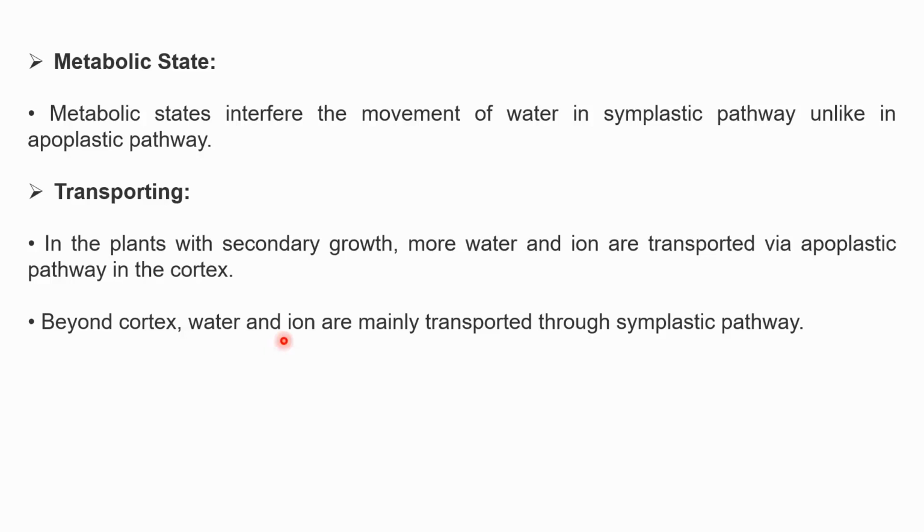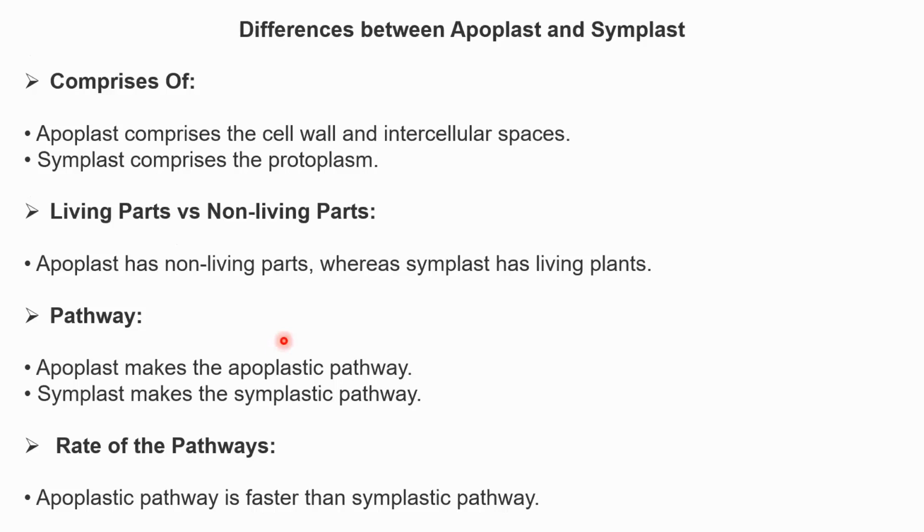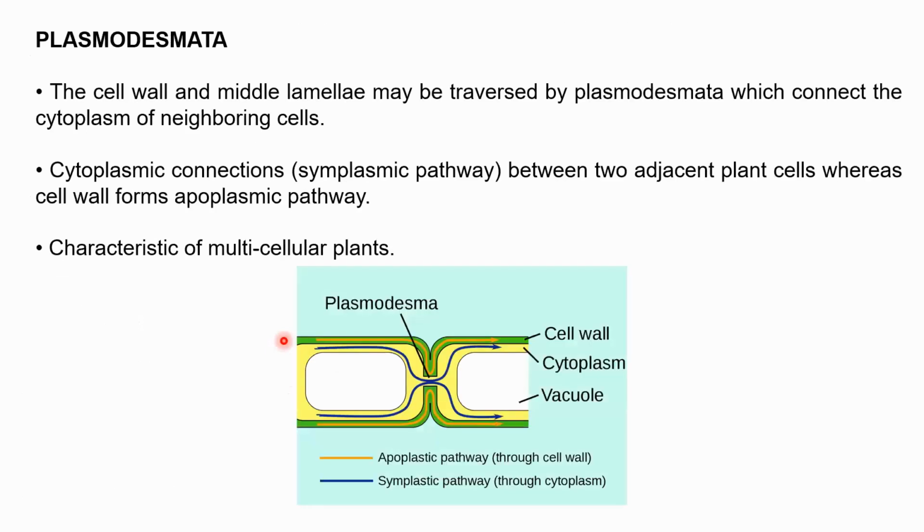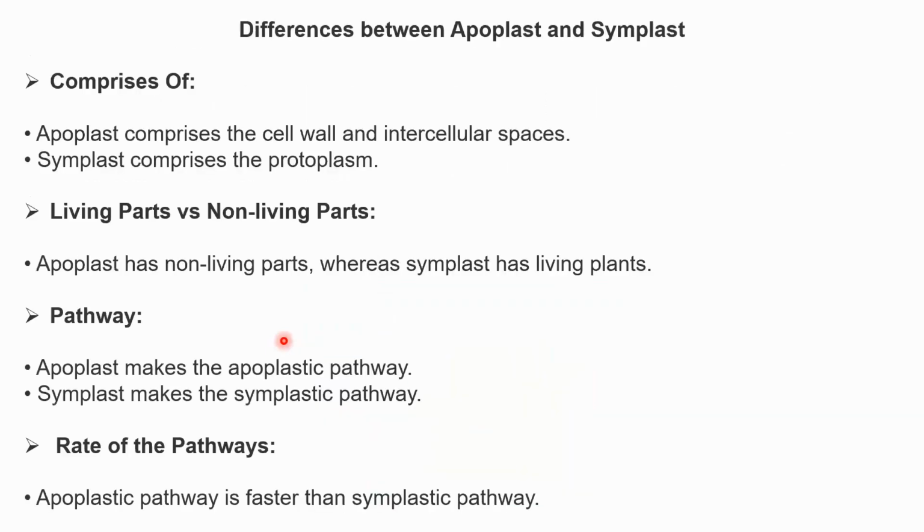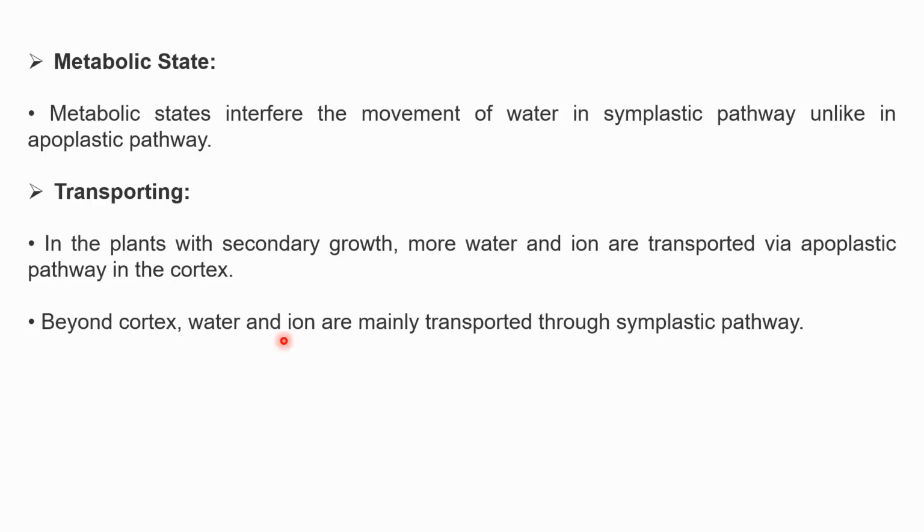So these are some of the basic differences. But the most important thing to remember is that apoplastic, as the name suggests, means above the plasma membrane, that is, through the cell wall. So in the apoplastic pathway, the transportation takes place through the cell wall, while in the case of the symplastic pathway, transportation occurs through the cytoplasm. So these are the basic differences between the apoplastic and the symplastic pathway.